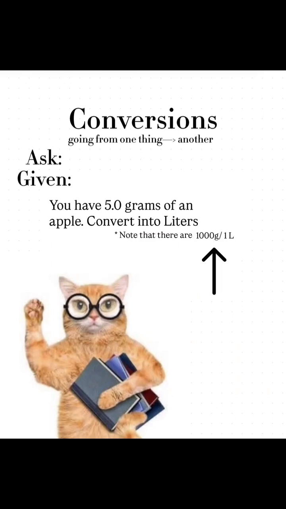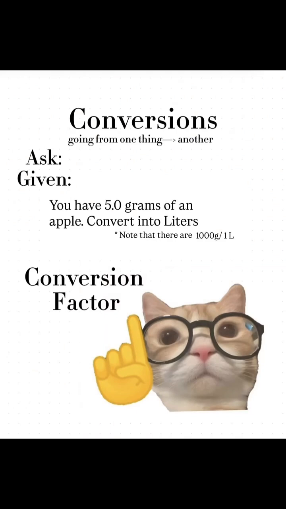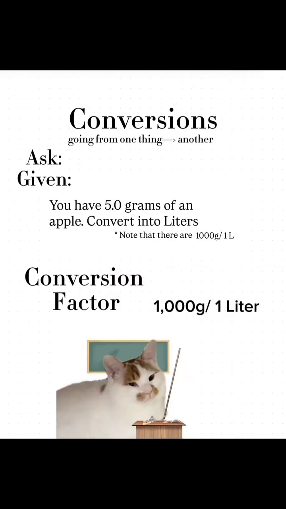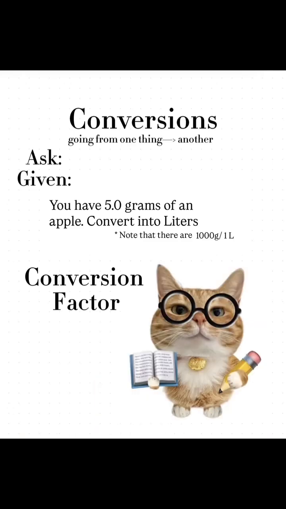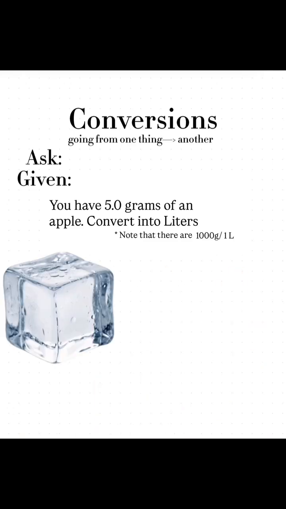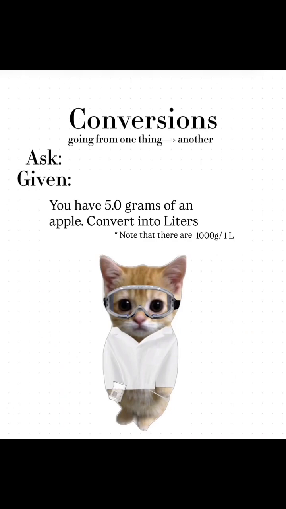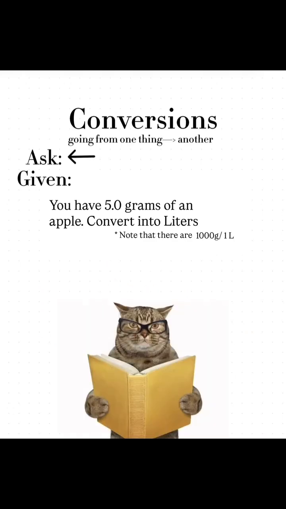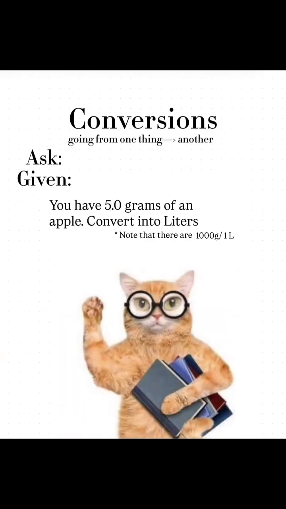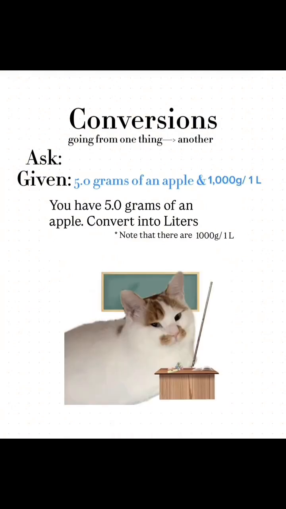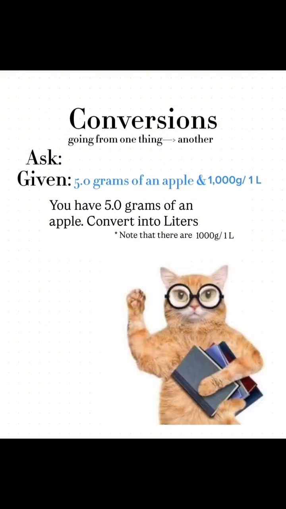Now this number right here, our 1,000 grams per liter, is something called a conversion factor. And most of the time when you have a number that looks like this, so a certain number per every unit of something else, that is your conversion factor to help you go from one thing to another. So let's now organize everything that we're being asked and everything that we're being given. So we're going to start with our given. Well, we're given 5 grams of an apple and we're also given that for every 1,000 grams, there's 1 liter. Now what are we being asked? Well, simple. We're being asked liters.